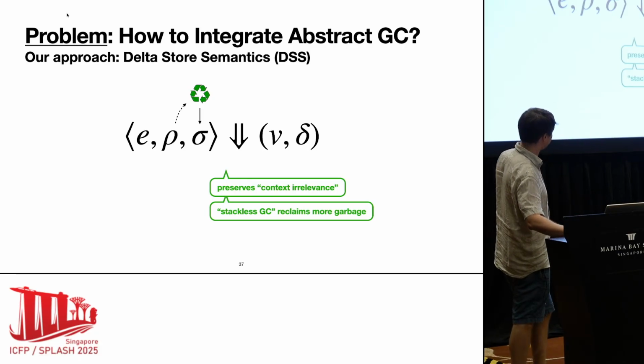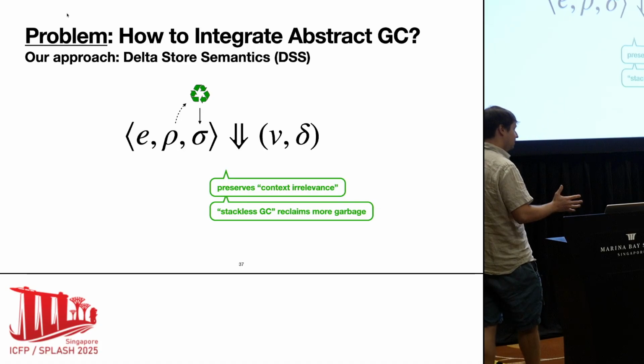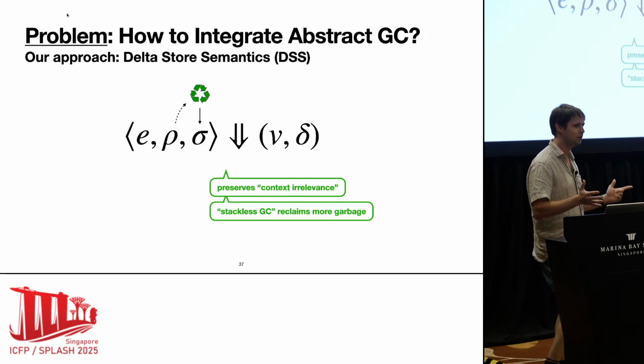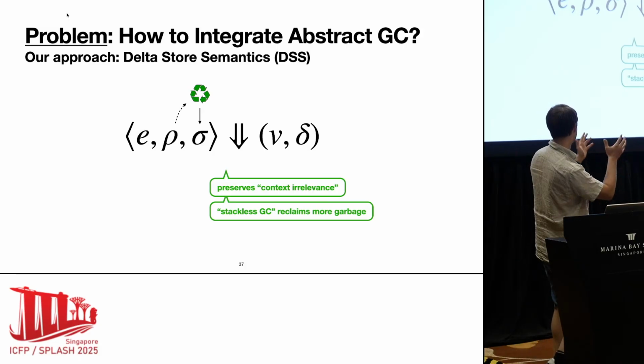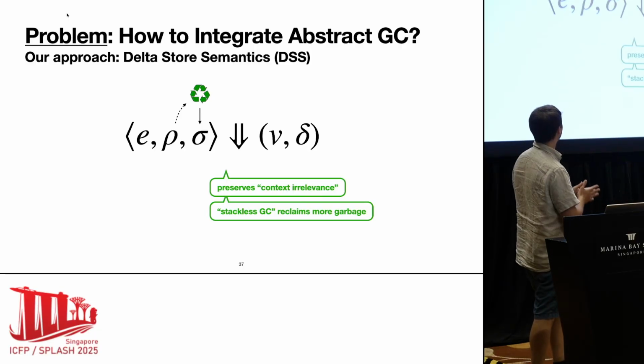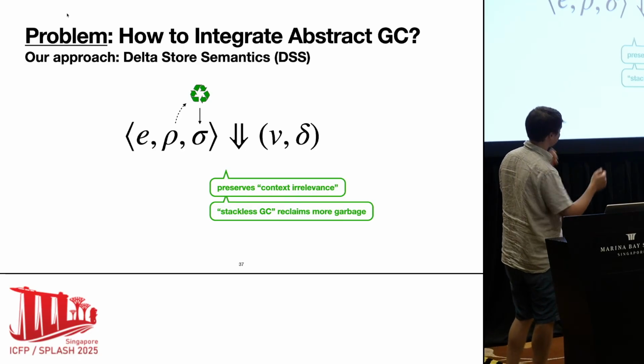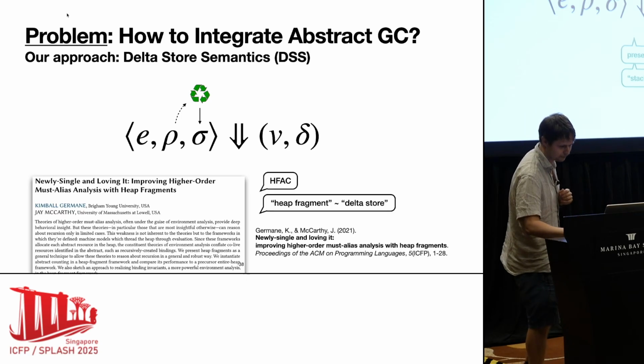So that gives us two advantages. We preserve context irrelevance, and secondly, because we're not taking those continuation references into account, we end up with a smaller GC root set, which means more aggressive garbage collection, which means more garbage can be collected, so more benefits. This is sometimes referred to as stackless GC.